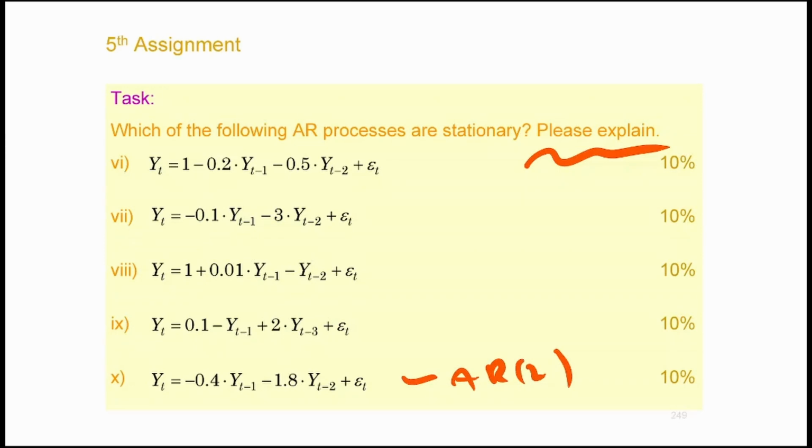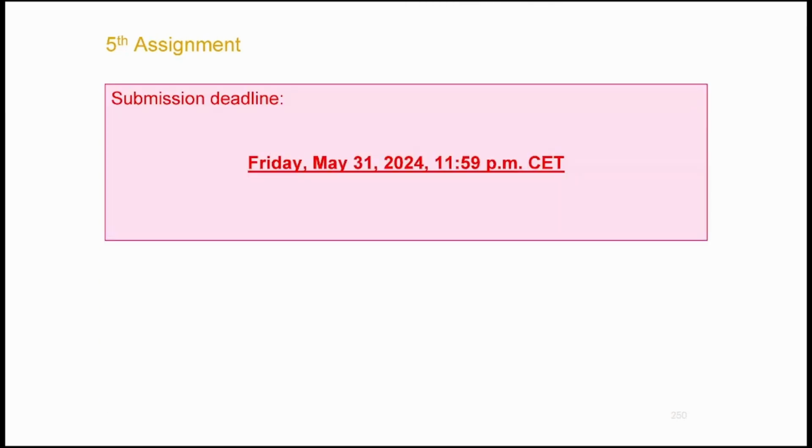All right, guys. The deadline is not this Friday, not the coming Friday, but the week after. This is going to be May the 31st at 11 p.m. So you know how the rules are.